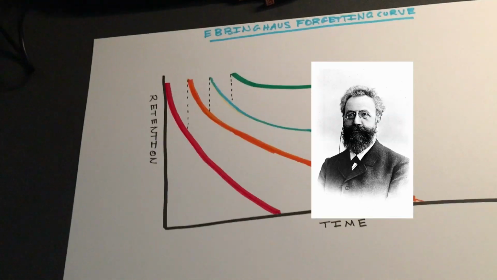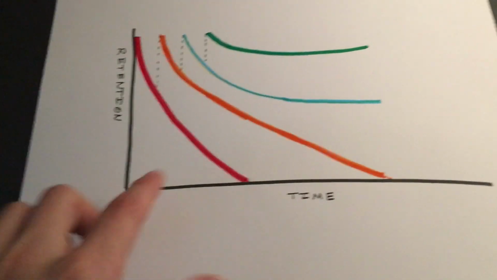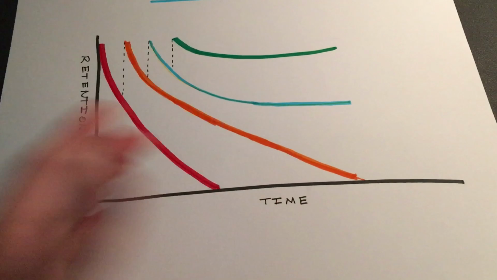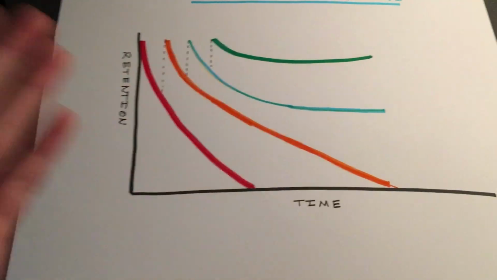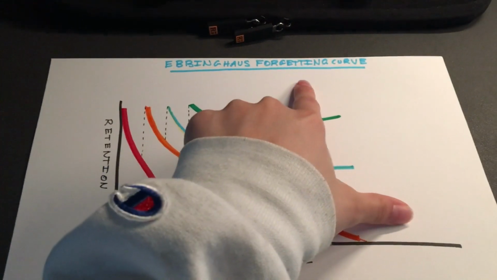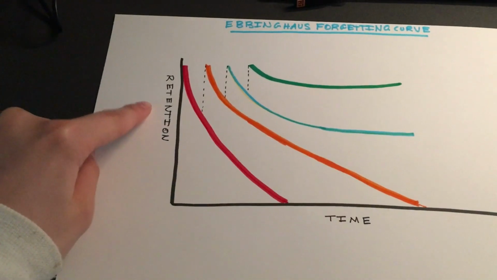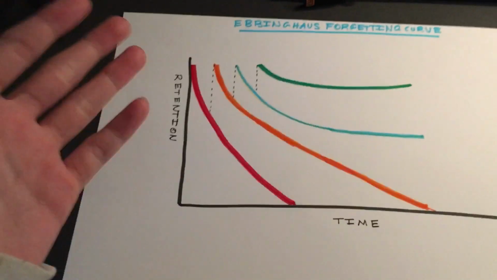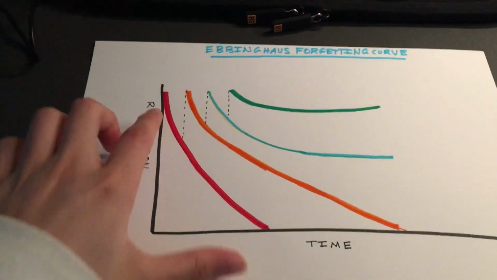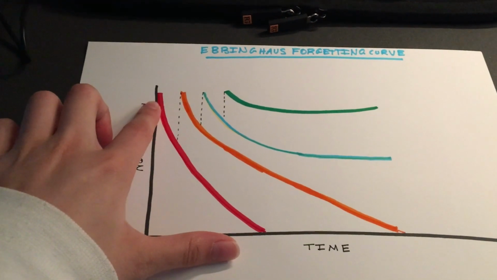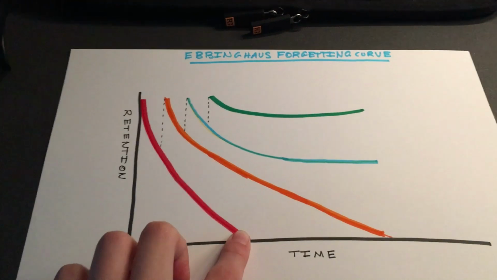Hermann Ebbinghaus was a German psychologist who found that spacing out a certain practice resulted in better retention. So this is shown with the Ebbinghaus forgetting curve. On the x-axis is time, and on the y-axis is retention, which is just the memory of a thing. In the first curve, we can see that as time passes, we forget the material fairly quickly.